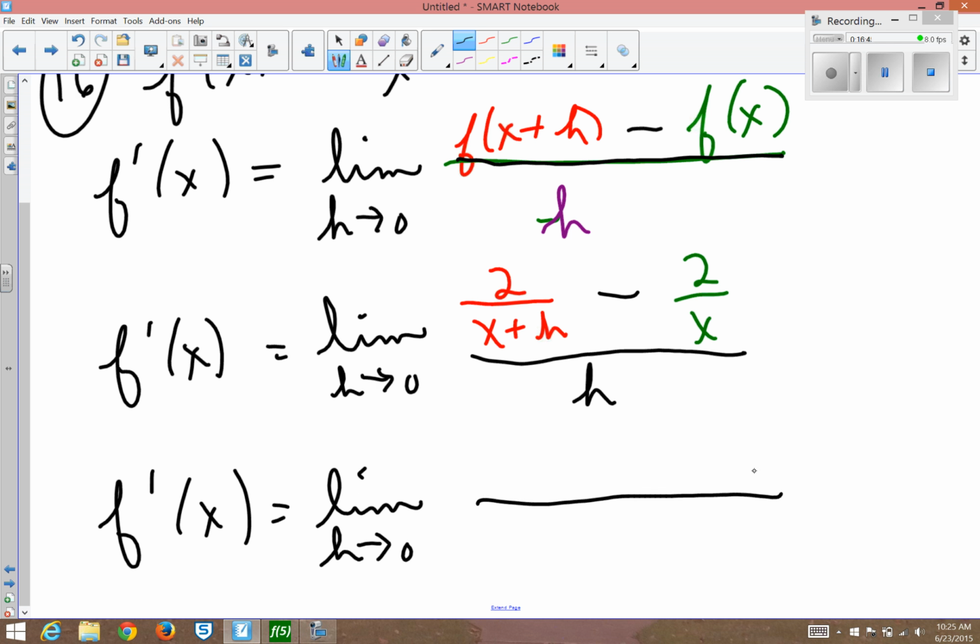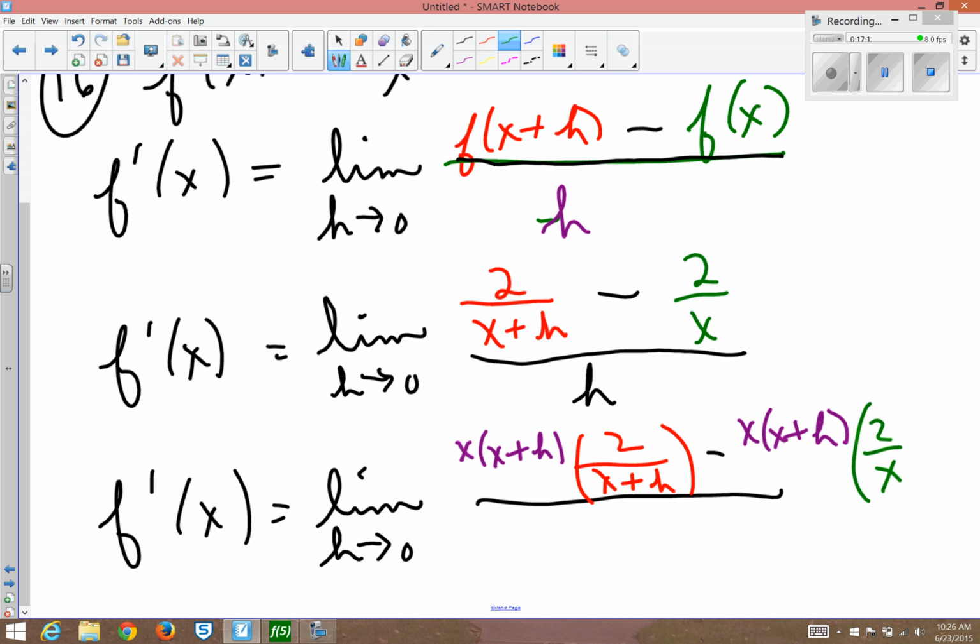We're going to multiply this numerator, which is red and green, by x times x plus h. We're going to take x times x plus h times each of these terms in the numerator. That means times this red term. And we're going to multiply the same thing, x times x plus h, times that green term. And the thing about fractions is if we multiply the numerator by this purple, we have to multiply the denominator by the same thing.